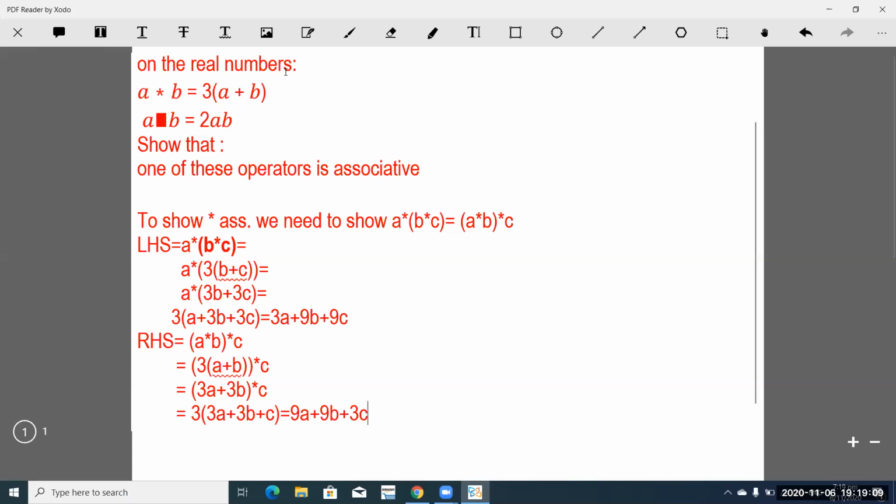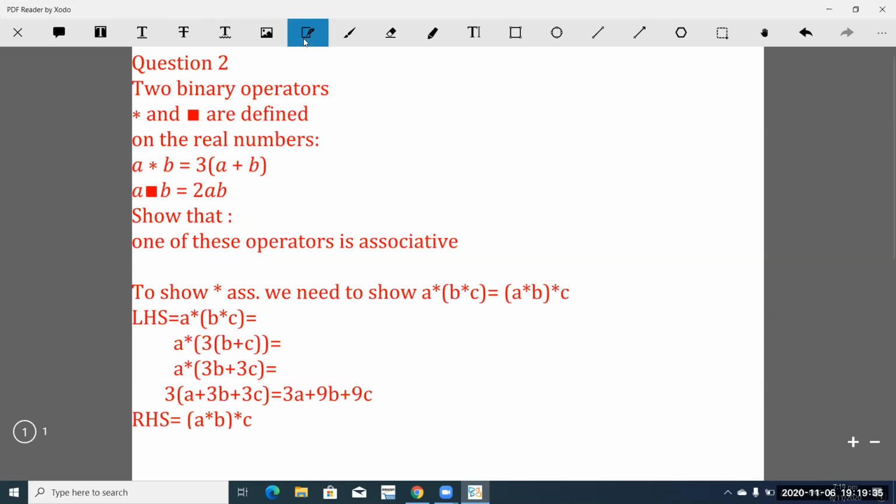Can we say that star is associative? No, it's not. And it's not because these two are not equal. They're just not equal. So because they're not equal, clearly we can see that star is not associative.